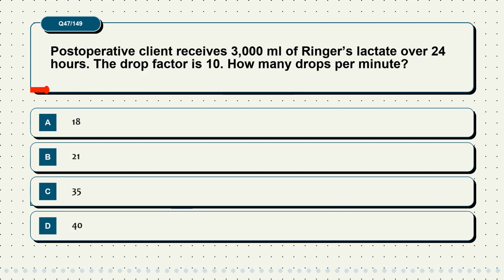Question 47. Postoperative client receives 3,000 ml of Ringer's lactate over 24 hours. The drop factor is 10. How many drops per minute? Here are the options. Option A. 18. Option B. 21. Option C. 35. Option D. 40.